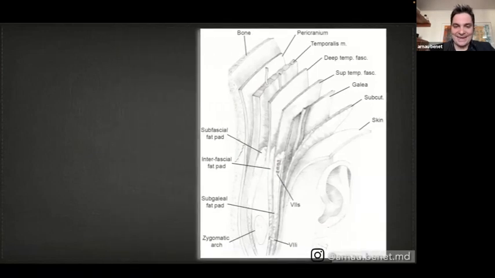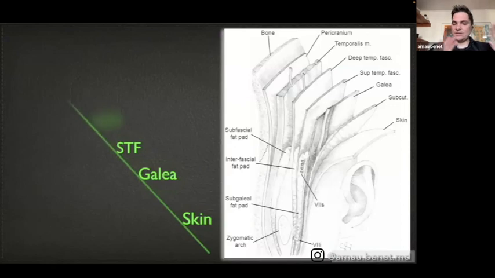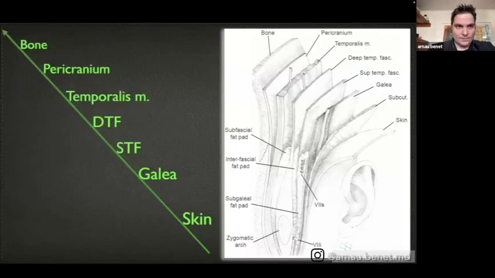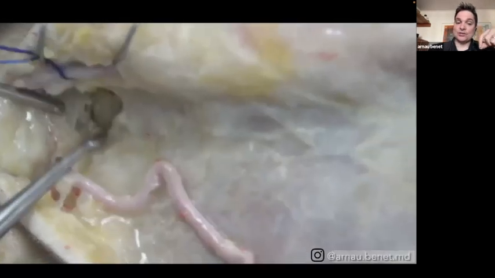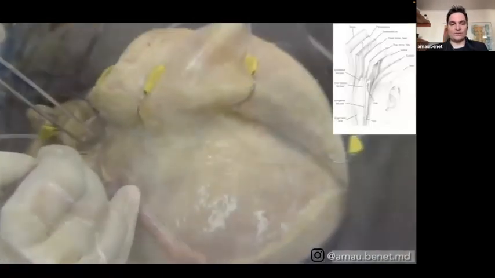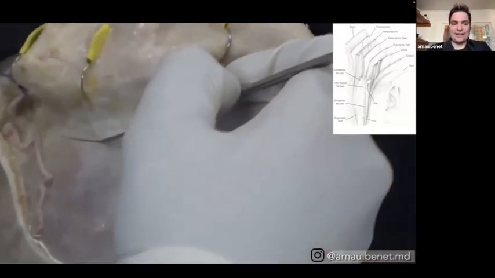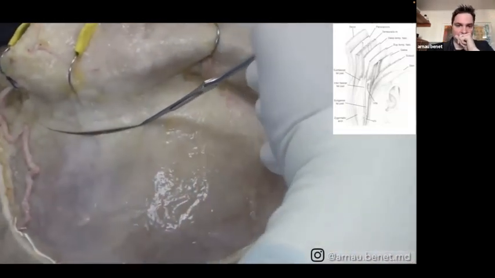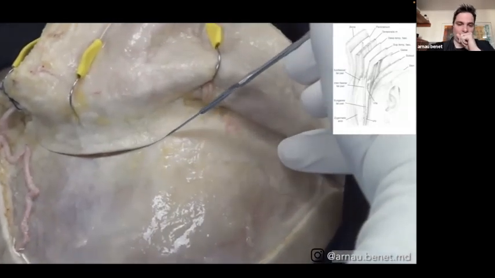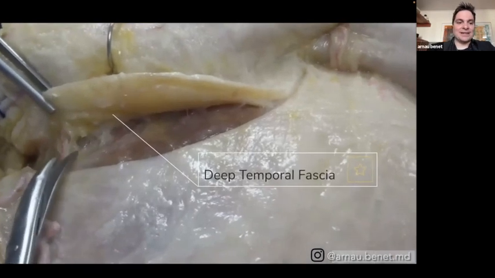Now, let's review again where the two critical structures are, the STA and the facial nerve. Just another good one for a screenshot. The STA is between the skin and the galea, and the facial nerve is between the galea and the superficial temporal fascia. I was telling you, the posterior third of the arch is a safe point to start. I palpate there. I raise that flap. In this case, we're doing a superficial flap. And you can see here the little artery.